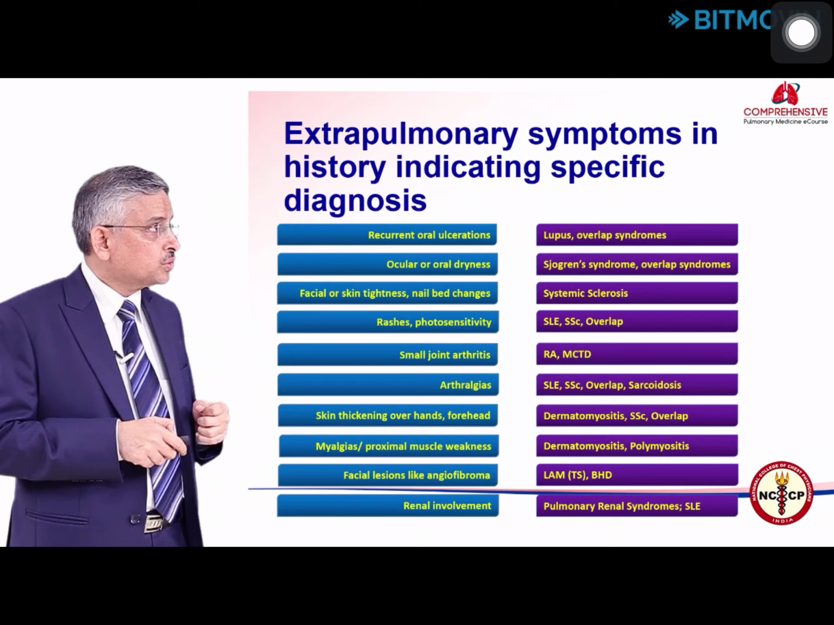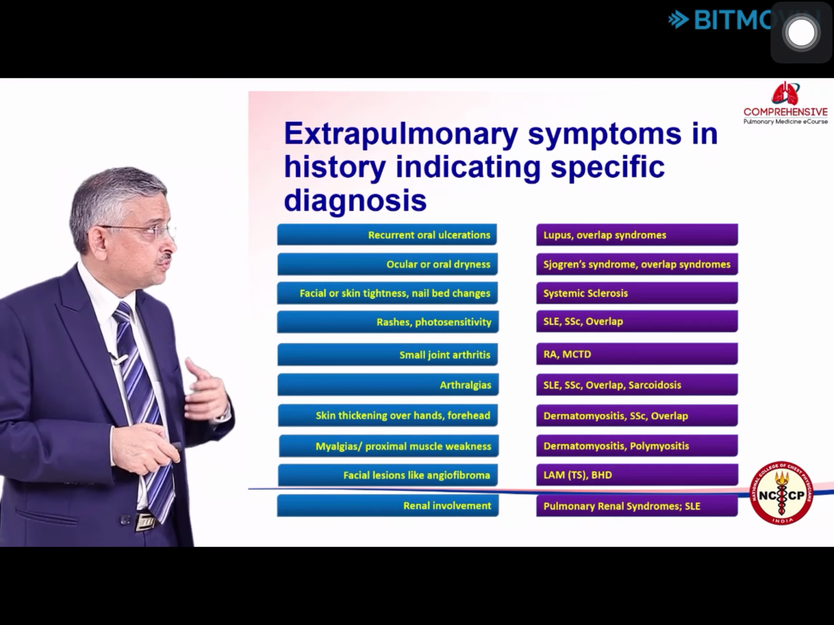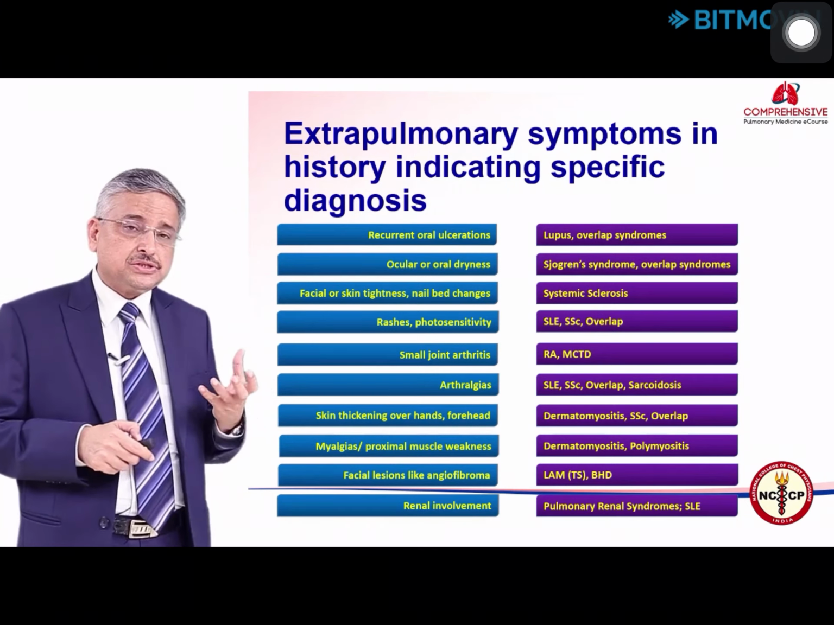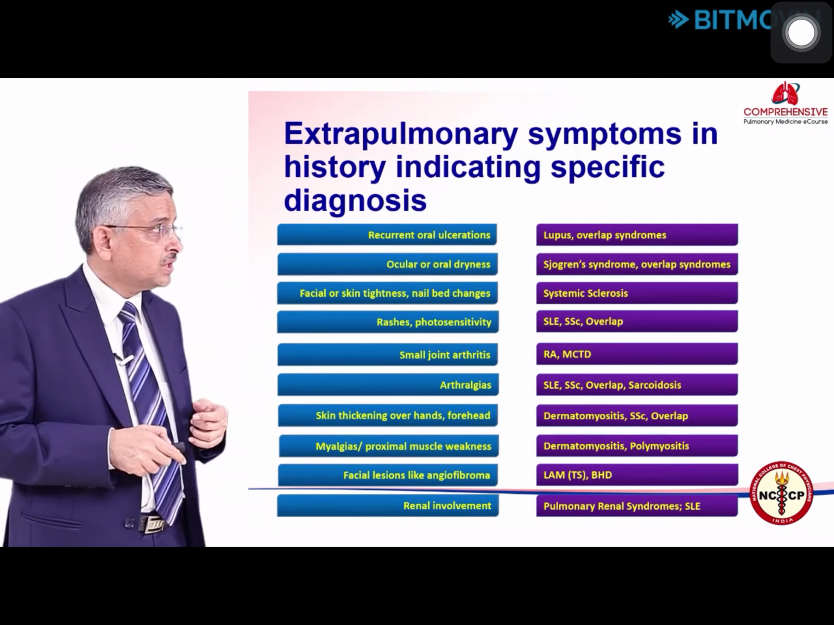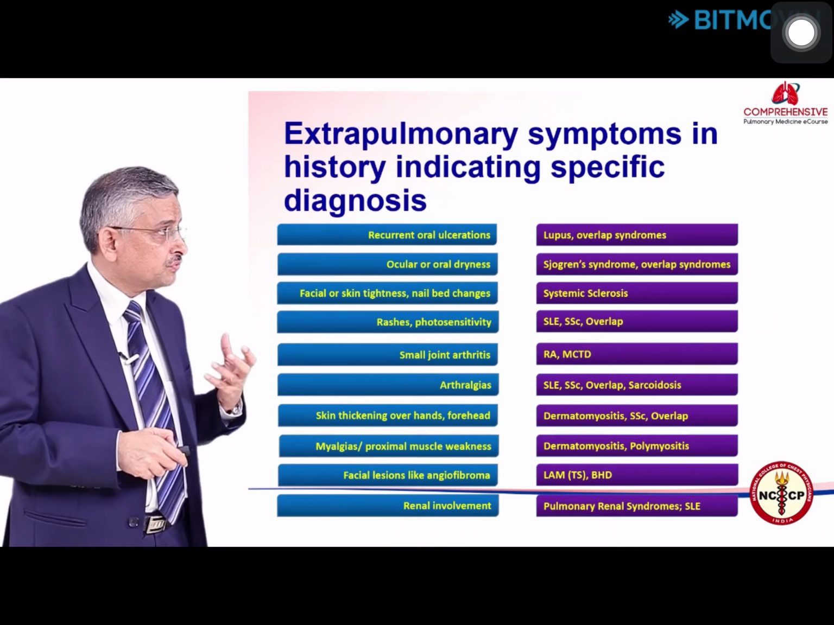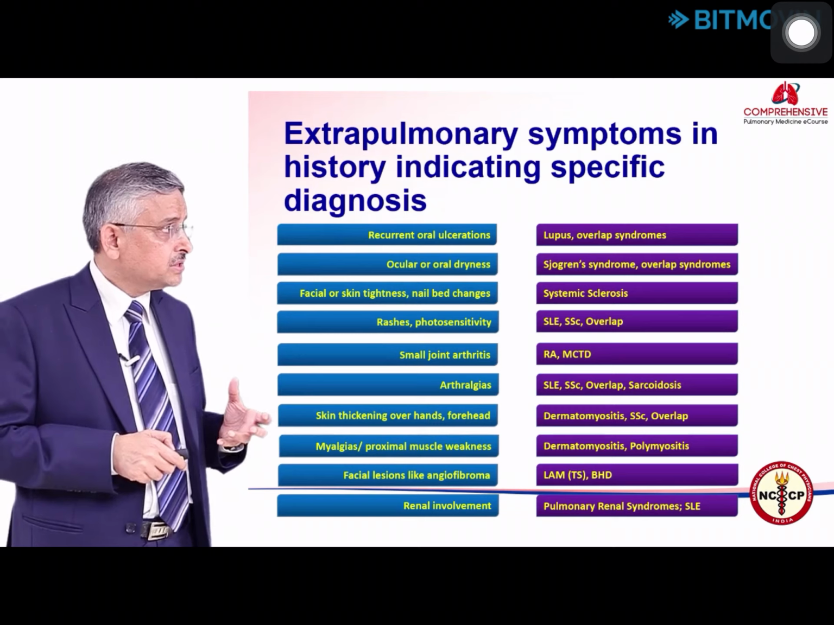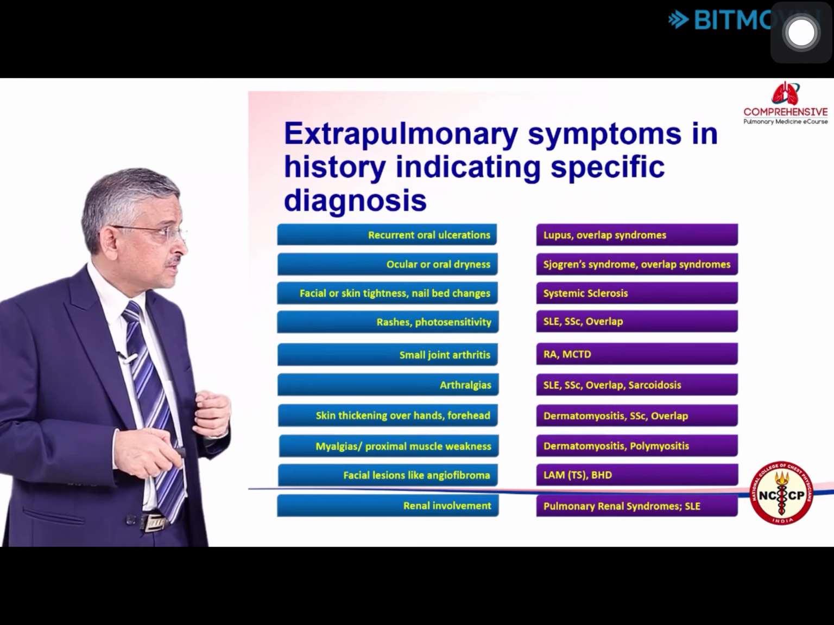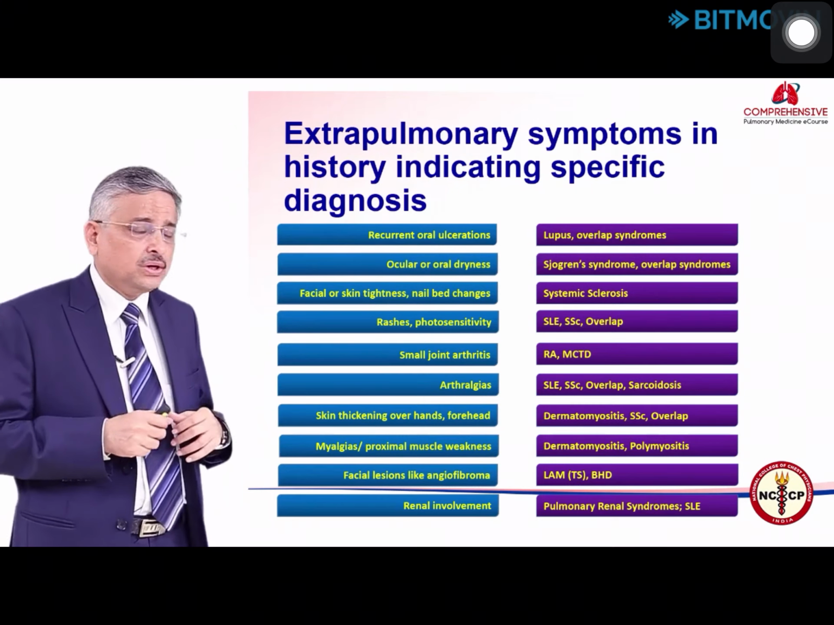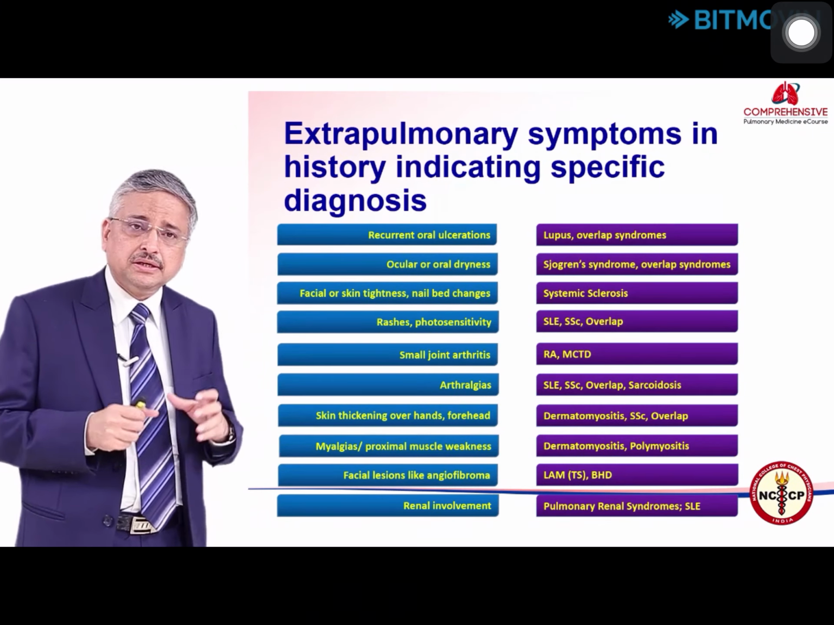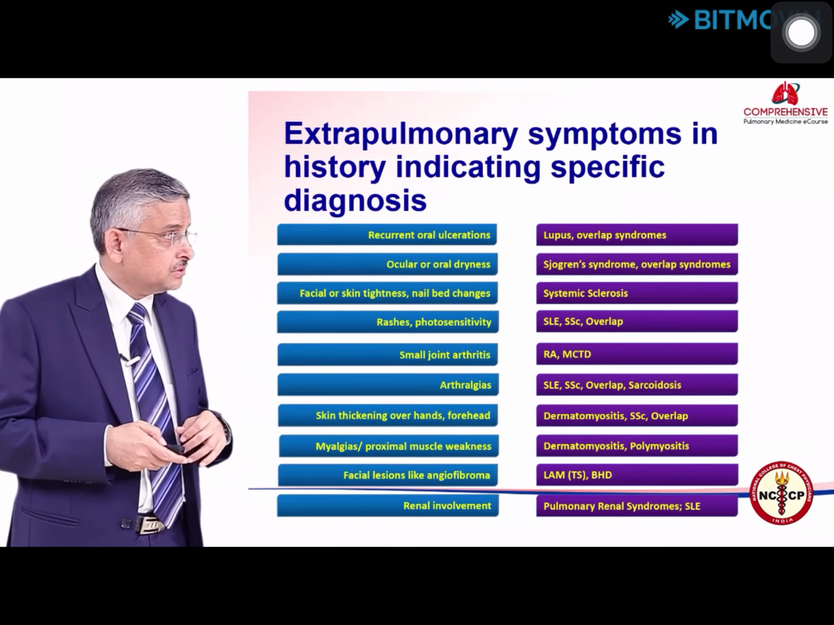Look for recurrent oral ulcers, which may tell you that this may be lupus and overlap syndrome. Look for history of ocular and oral dryness, which may give you an idea of Sjogren's or overlap syndrome. Look for skin or facial tightness, look for rash, joint involvement, arthralgias, thickening of skin, myalgias, facial lesions and renal involvement, and this will give you some clue as to what could be the underlying ILD, whether it is a connective tissue related ILD, whether it is LAM or it is a pulmonary renal syndrome.